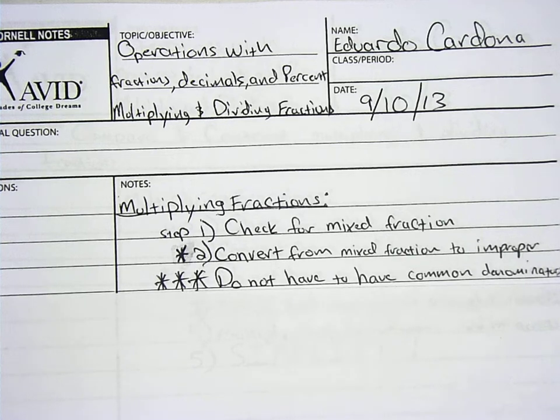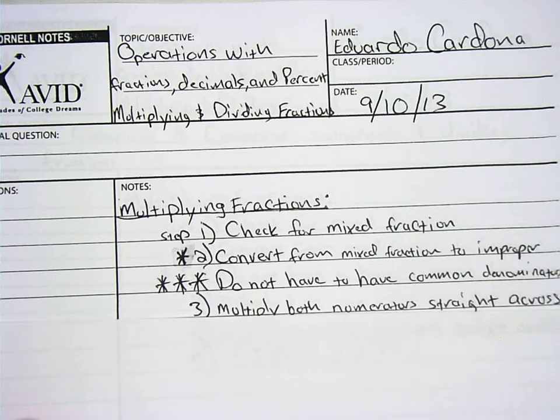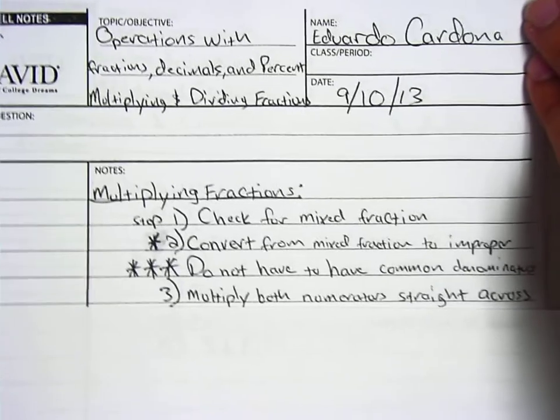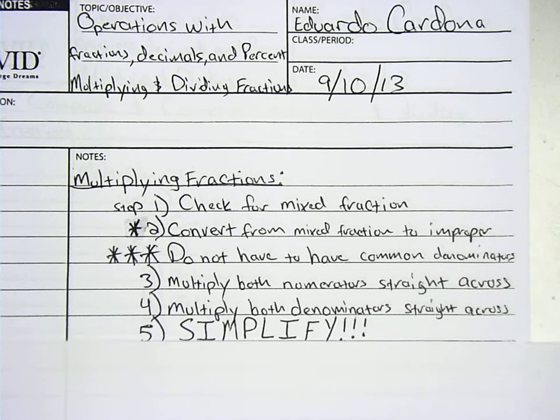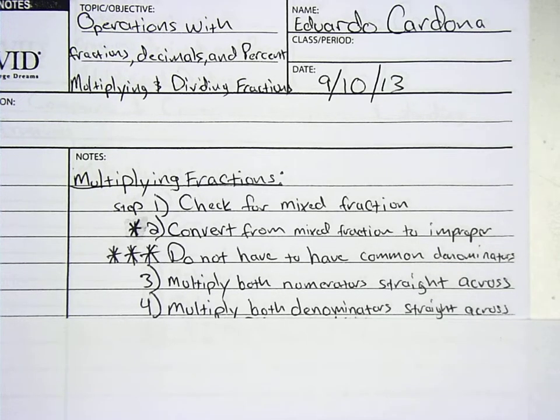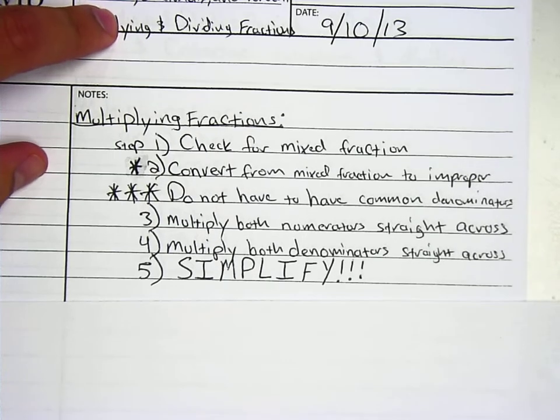Quick side note, you do not have to have, I repeat, you do not have to have common denominators when we are multiplying fractions. Our next step, step 3, we're going to multiply both numerators straight across. Step 4, we're going to multiply both denominators straight across. And our last step, simplify.